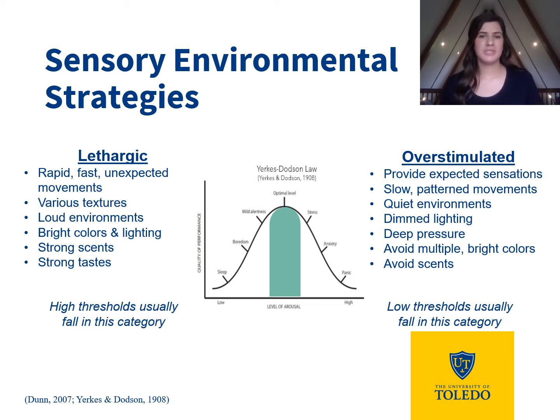If your patient comes into therapy and appears lethargic and sluggish, you can add sensory input to increase their alertness level to get them to that green zone to be more productive throughout the rest of the session. One strategy is to use fast, rapid, and unexpected movement. This is where swings are beneficial. If the child is sluggish or not very alert, putting them on the swing and performing fast and rapid movements at the beginning of the session will increase their alertness level.